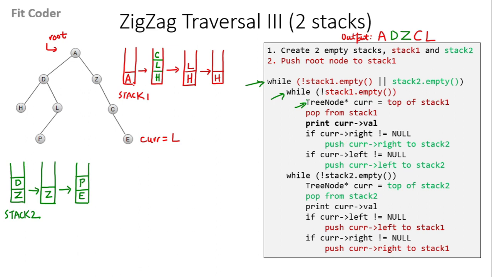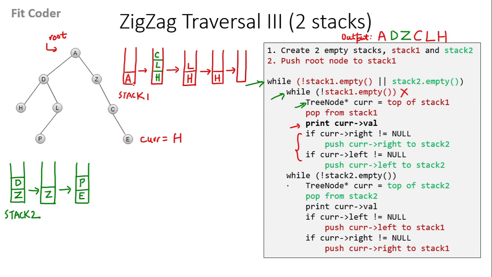Then we again check if stack 1 is empty. We set current to top of stack 1, which is H. We pop from stack 1. So stack 1 is now empty. Then we print the value of current. So we print H. Then we check right and left of H. So both are null. So these two if conditions are false. In the next iteration, stack 1 is empty. So this while loop terminates.